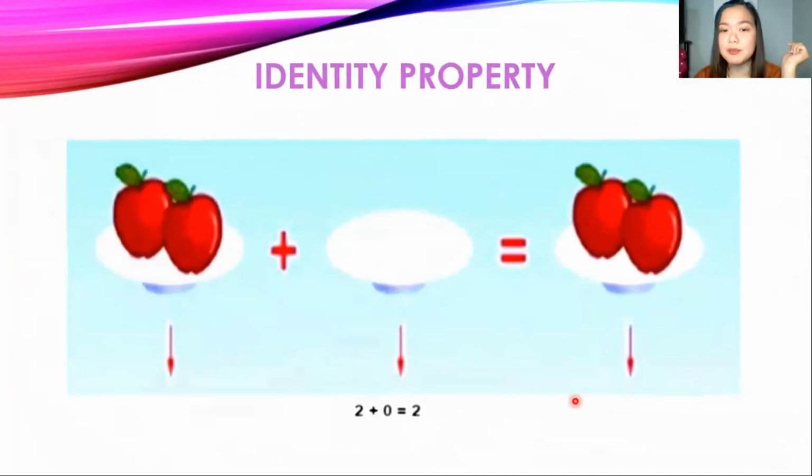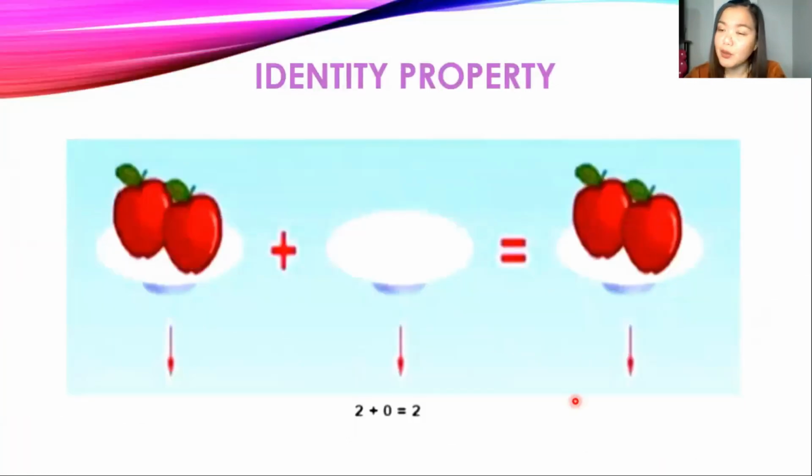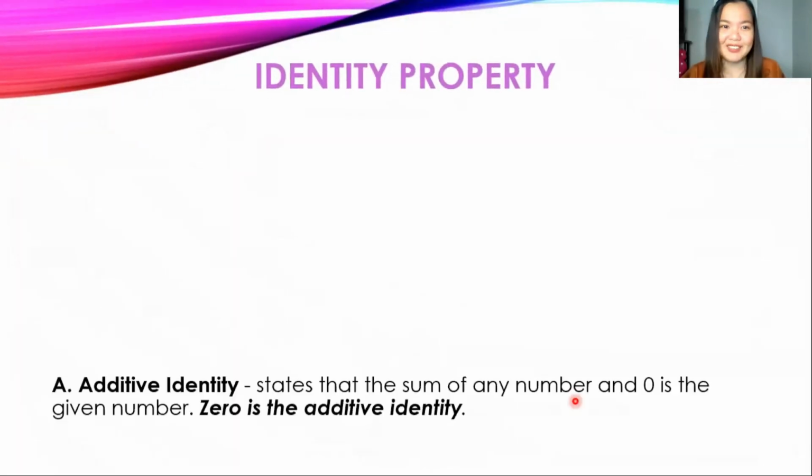Now the identity property. Identity property says that the apple added with nothing, it stays the original. Therefore, you are real. You are genuine like that. So, it's the real you, ganun.